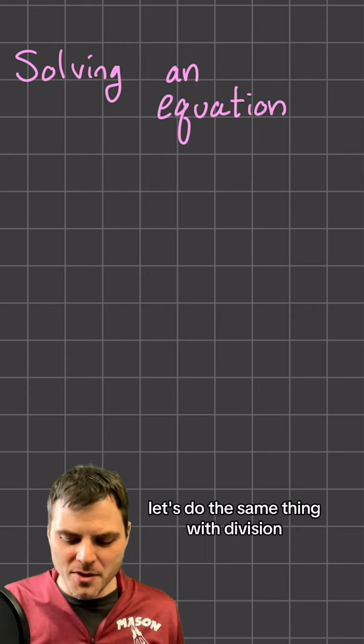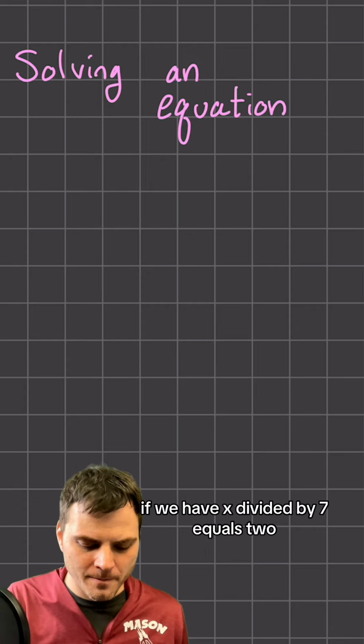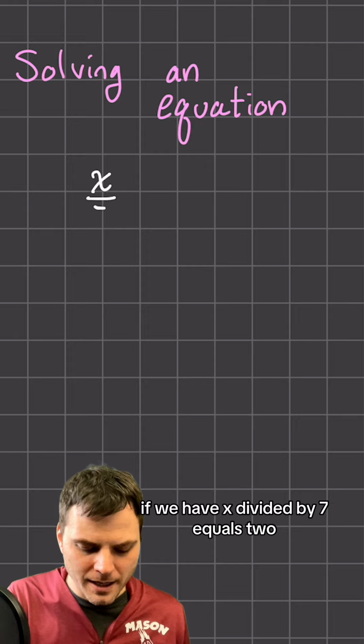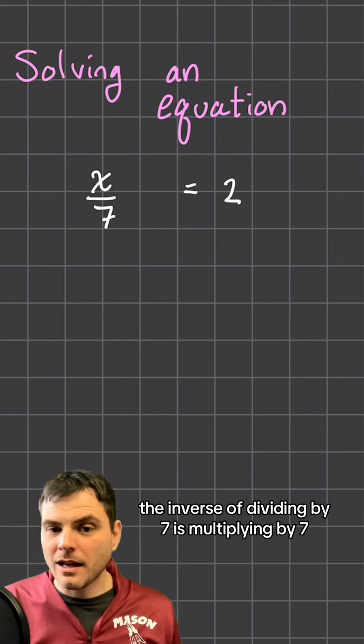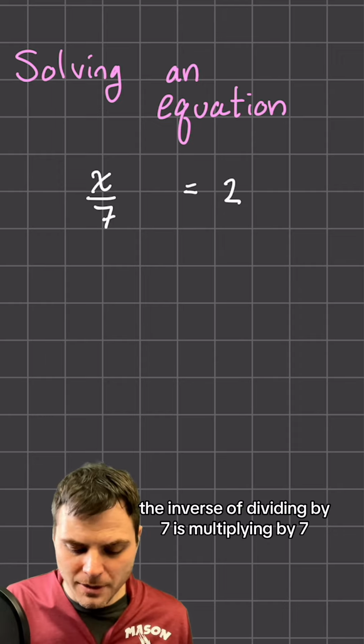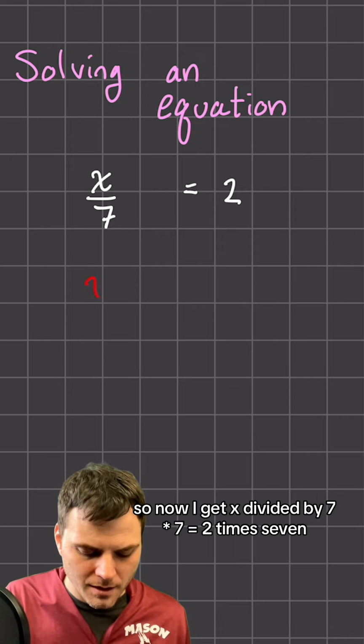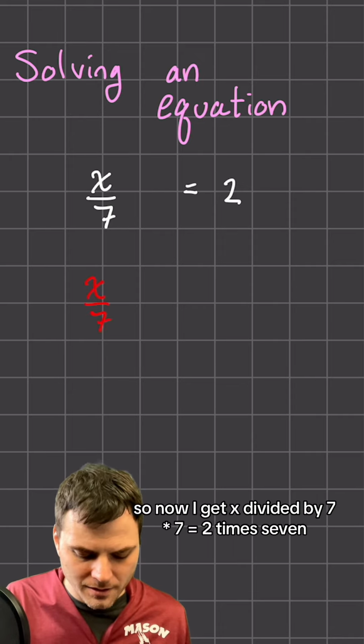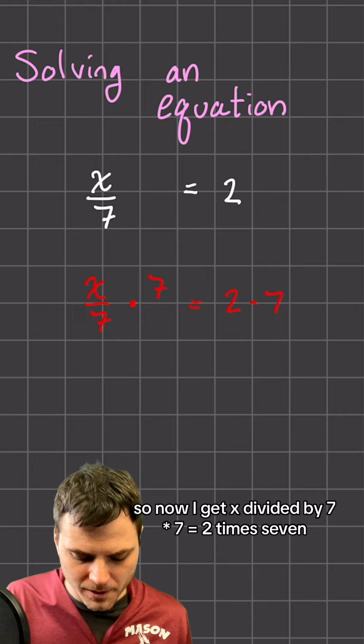Let's do the same thing with division. If we have x divided by 7 equals 2, the inverse of dividing by 7 is multiplying by 7. So now I get x divided by 7 times 7 equals 2 times 7.